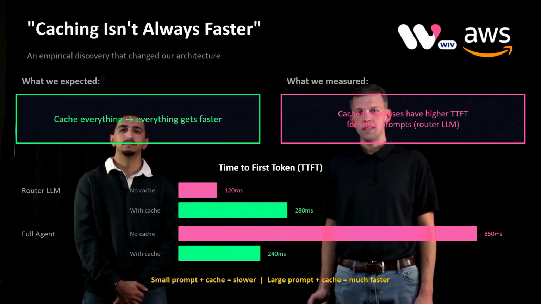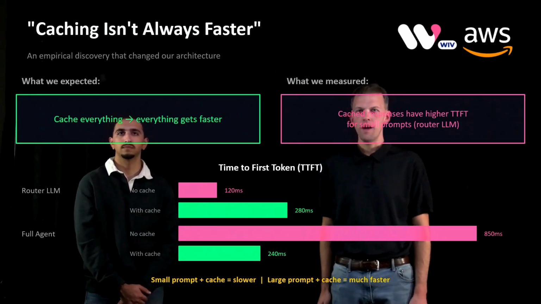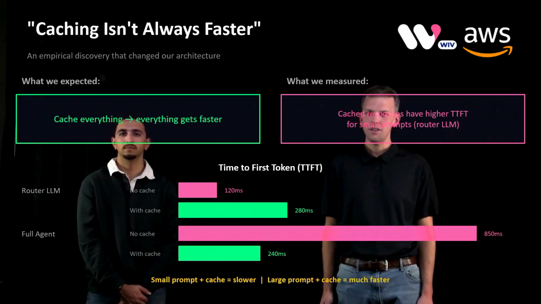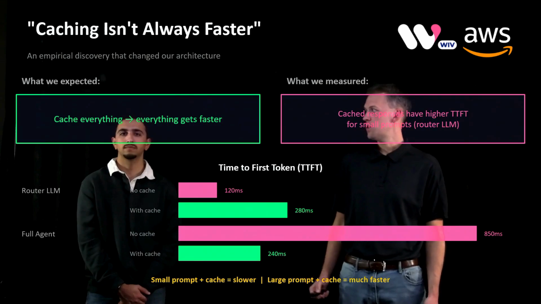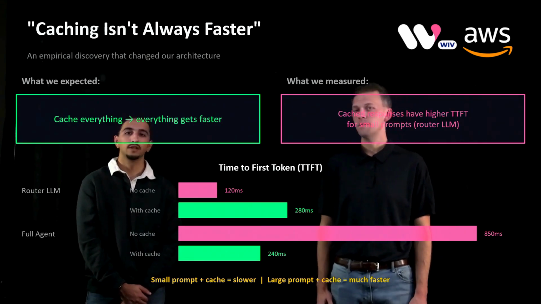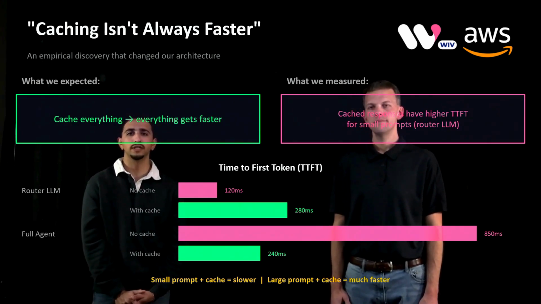The full agent was the opposite. With a 15,000 token system prompt, latency dropped from about 850 milliseconds without the cache to 240 milliseconds with the cache. So a dramatic difference between caching between the two LLMs. Wow, yeah, I wouldn't have expected that, and it's a really interesting finding to come to.